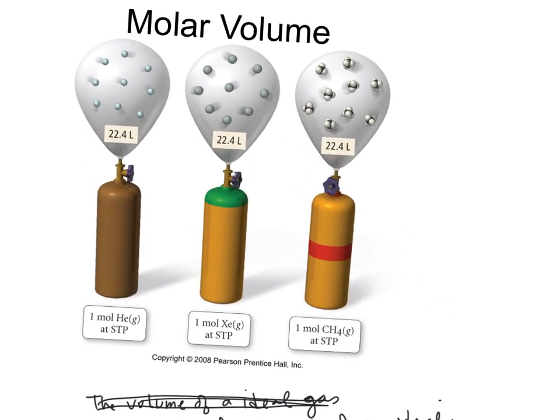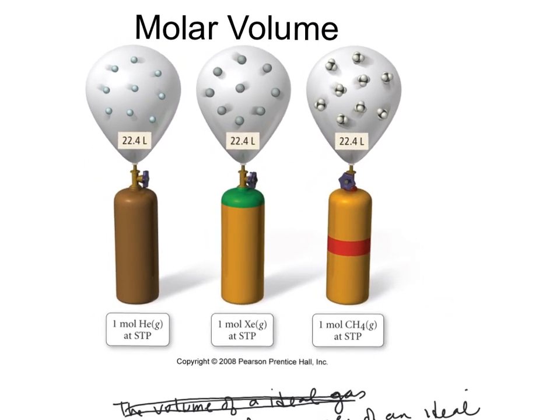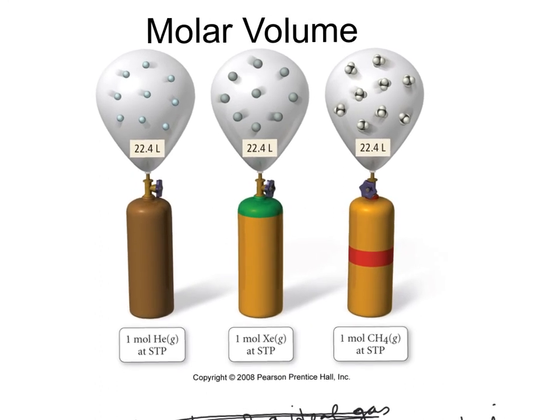So look at the figure again, and you can see that it's the same for the 3 gases. That volume is independent of whether it's helium, xenon, or methane. So for an ideal gas, it doesn't matter if it's ideal helium, ideal xenon, ideal methane. It'll have the exact same properties and therefore the same molar volume.